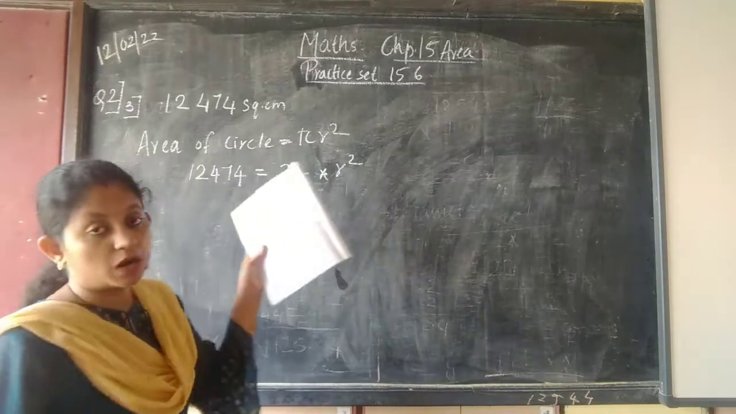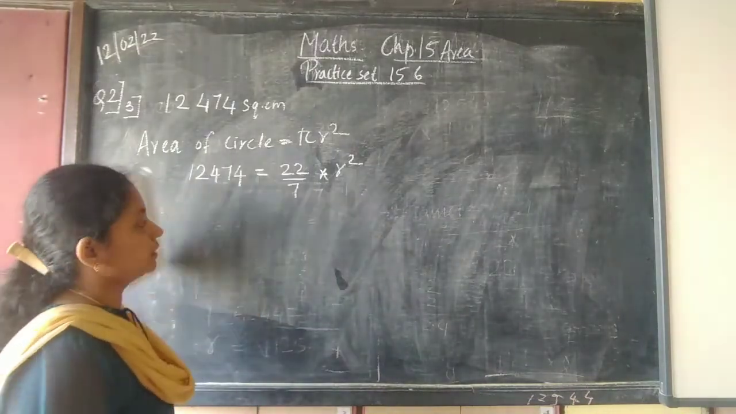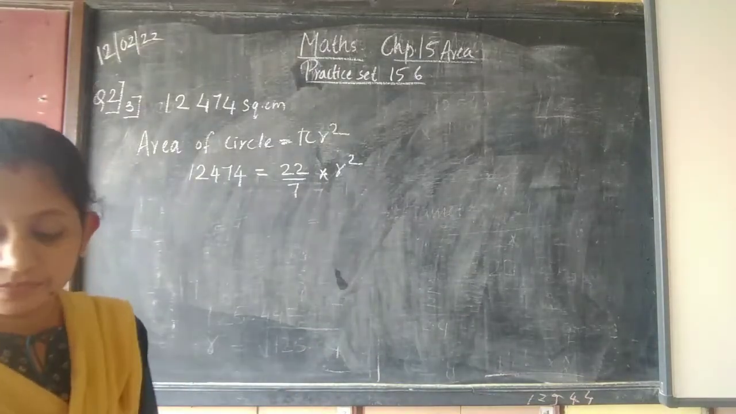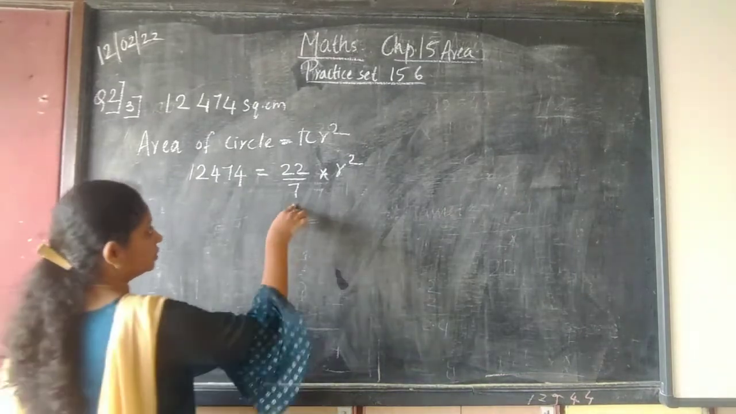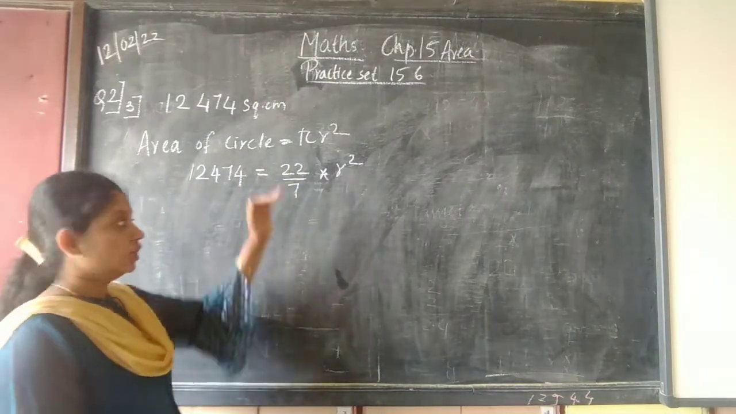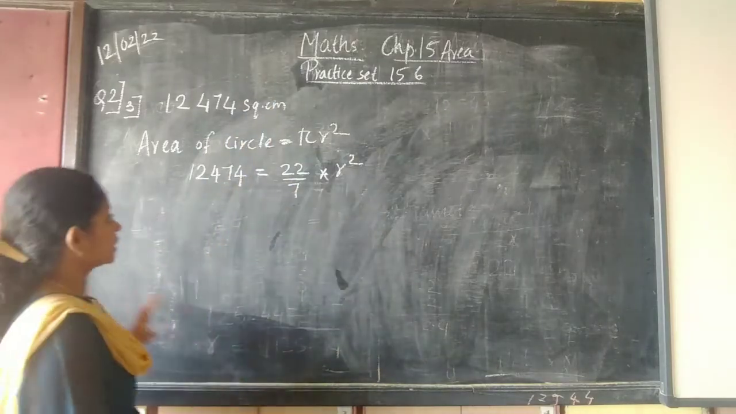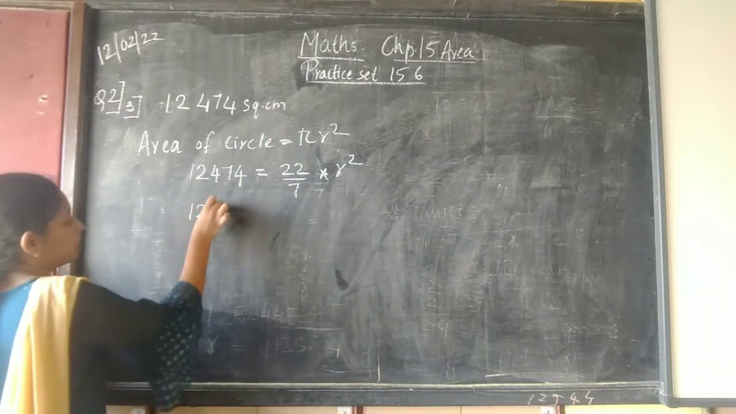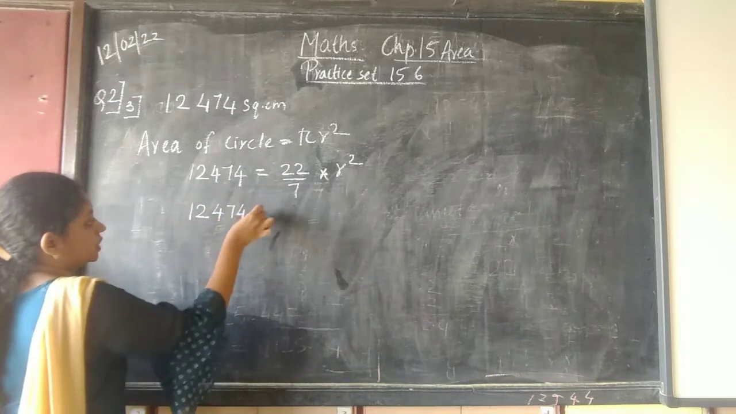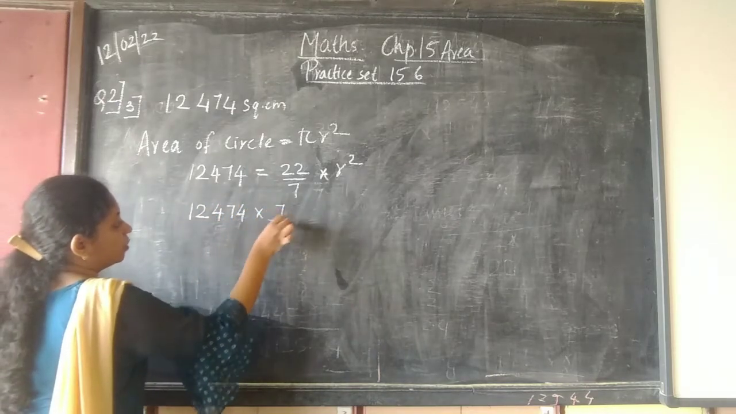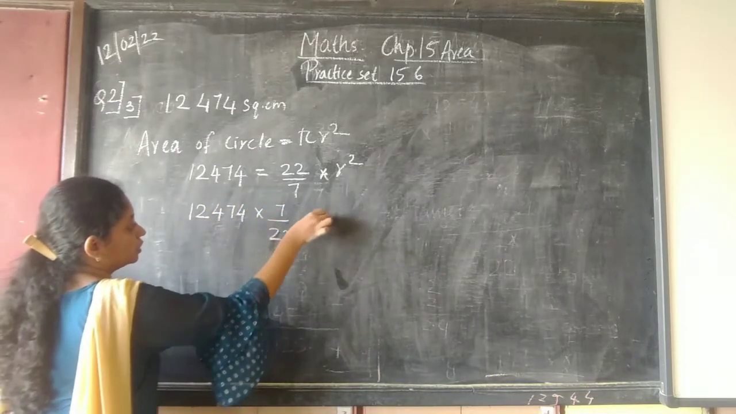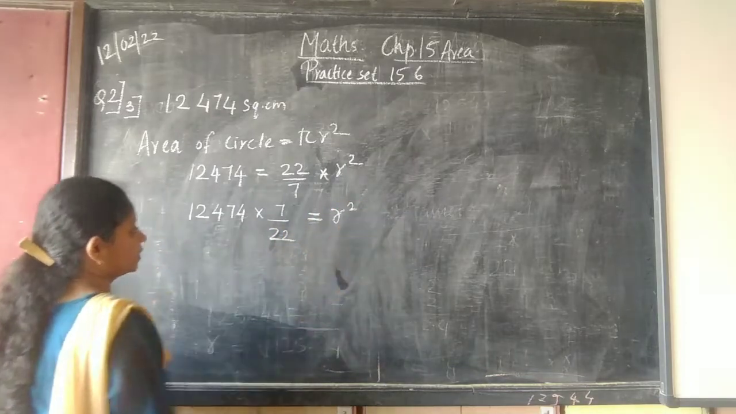Like the previous sum, the same way we have done, we are going to shift this 22/7. When you do the shifting, what happens? If you take the reciprocal, the numerator will become the denominator and the denominator becomes the numerator. Okay, so here 12,474 into 7/22 is equal to r square.